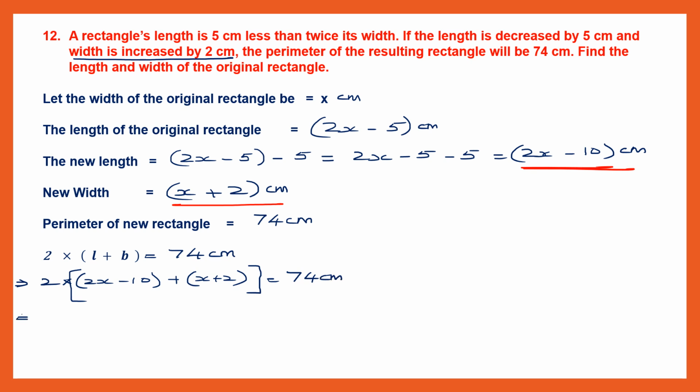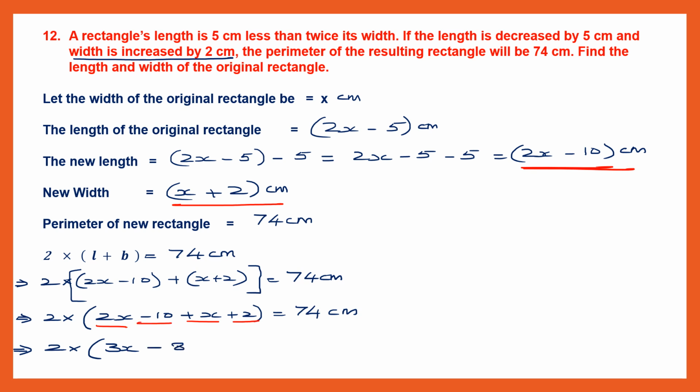Now let's simplify this. So 2 into, now in brackets let's write 2x minus 10 plus x plus 2 is equal to 74 centimeters. So again let's simplify this. 2 into 2x, here we have 2x plus x making it 3x. And here we have minus 10 plus 2 making it minus 8. And all this is equal to 74 centimeters.